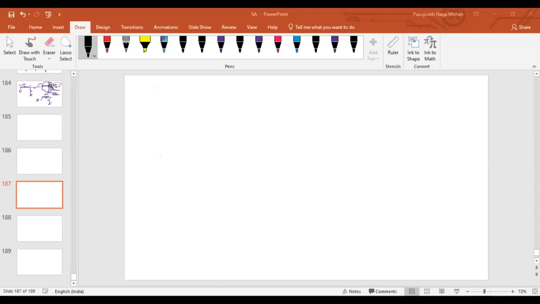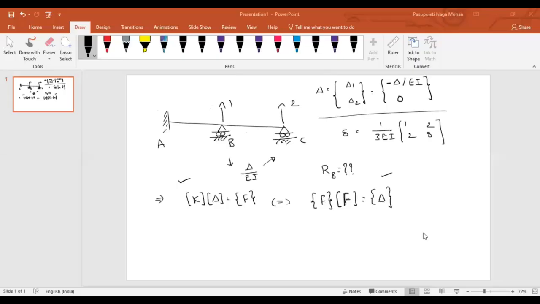Are you writing, sir? Sir, not visible. It is not visible for us. Are you able to see the screen? We are able to see the screen, sir, but we can't see your writing, sir. Okay, now okay, sir.